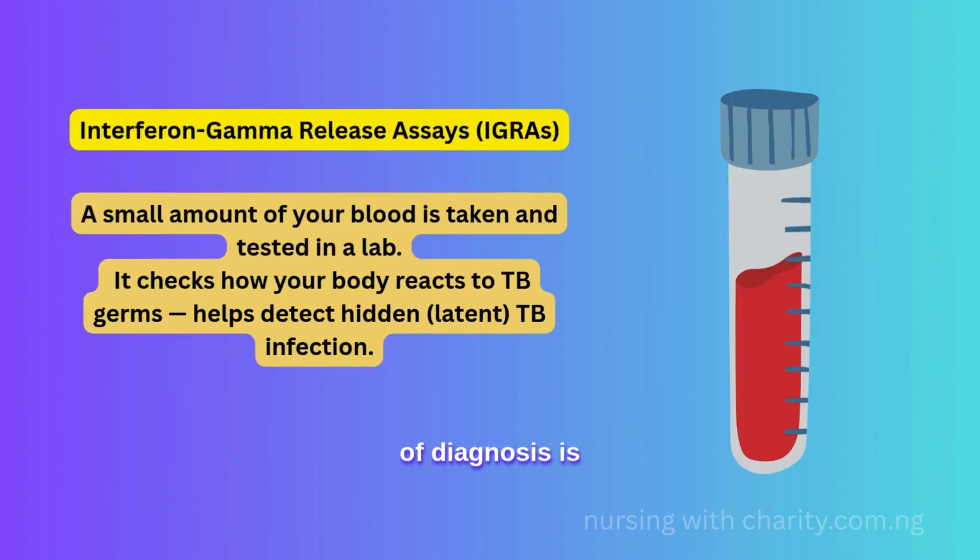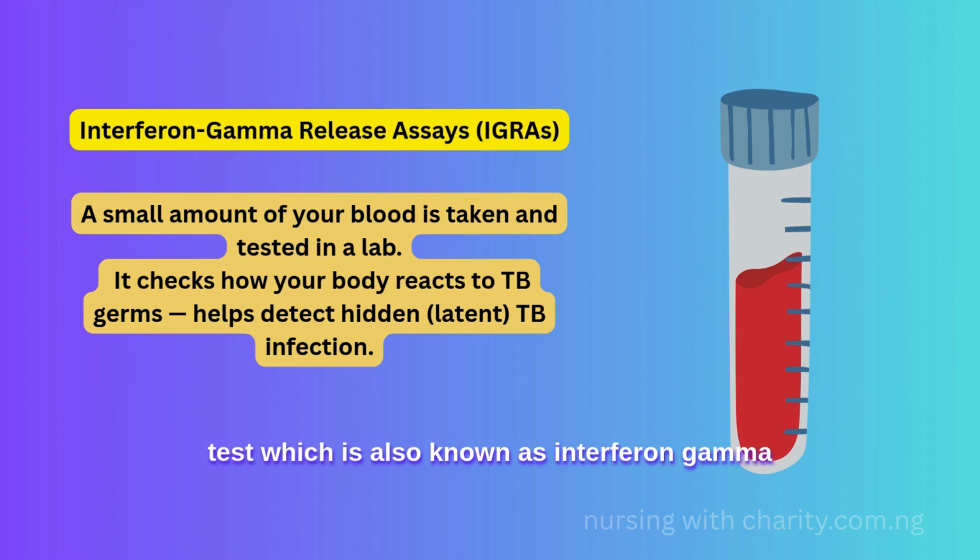Then another form of diagnosing a patient with Koch's disease is blood test, which is also known as interferon gamma release assays (IGRAs). Wow, it's so long to pronounce. A small amount of the blood is taken and tested in the lab. It checks how your body reacts to TB germs and also helps detect hidden, that means latent TB infection.